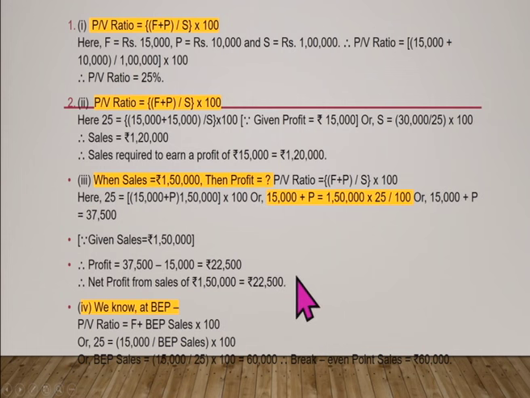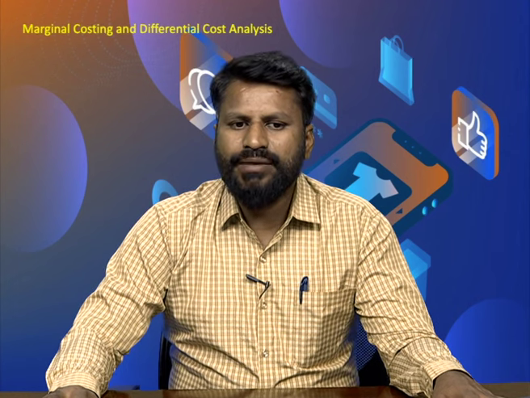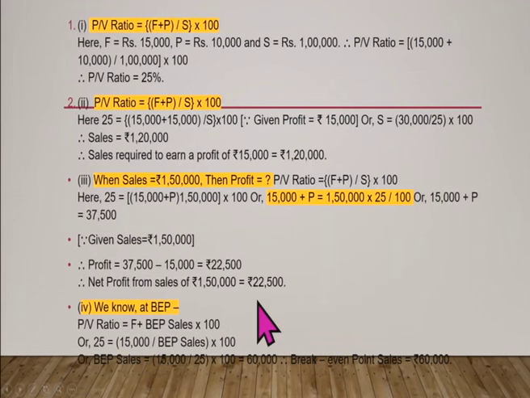And what is the break even point? To calculate the break even point, we have two methods: fixed cost divided by PV ratio, or PV ratio is equal to fixed cost divided by break even sales into 100. Here we already know the PV ratio, and the fixed cost also we know. So, 25% equals 15,000 and 100% is equal to how much? So, 60,000 is the break even sales.